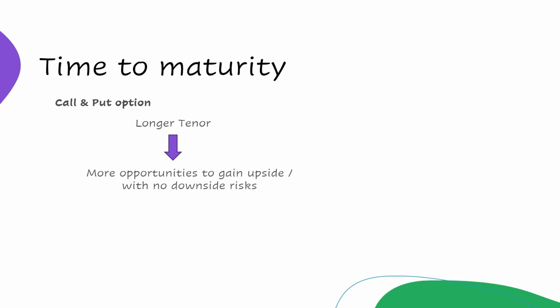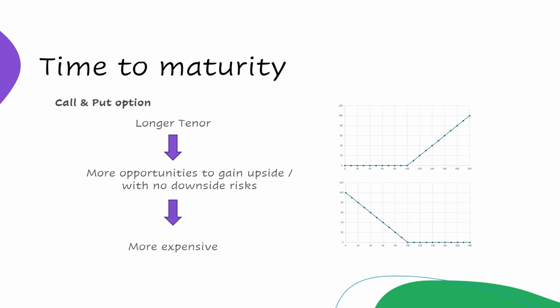The next parameter is time to maturity. For both call and put, longer tenor means option owner has more time to capture the desired movement of underlying asset. Recall from option payoff diagram. Owner of option contract has only upside gain, but no loss at maturity. Longer tenor allows underlying asset to move in desired direction to a greater extent. Therefore, option is more expensive.